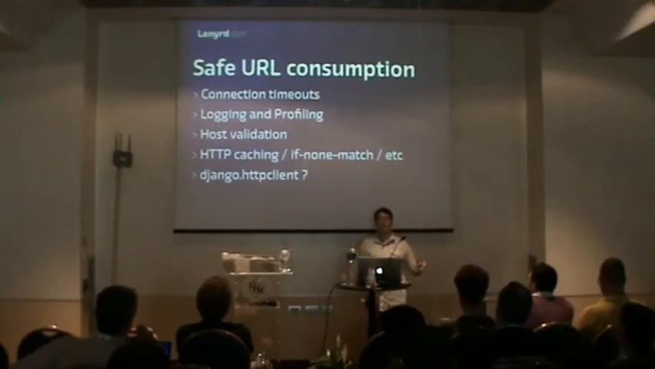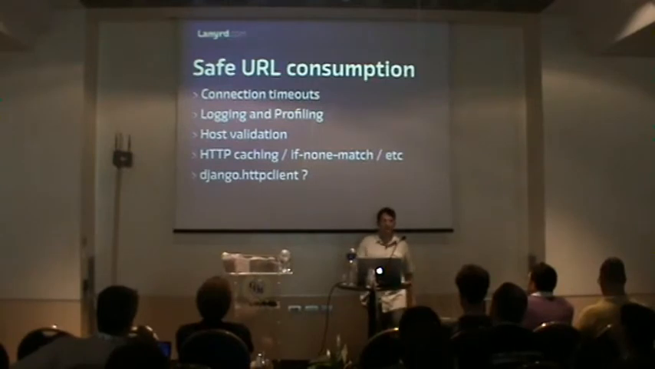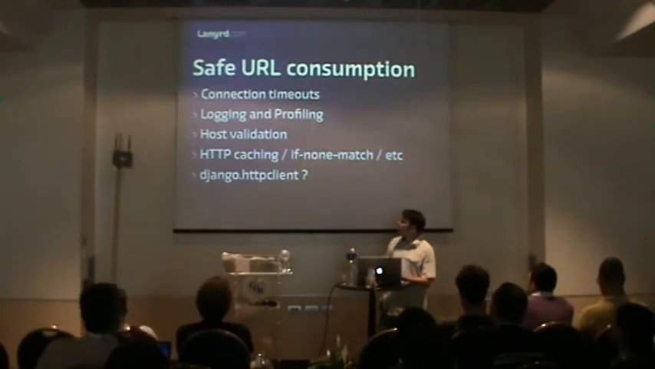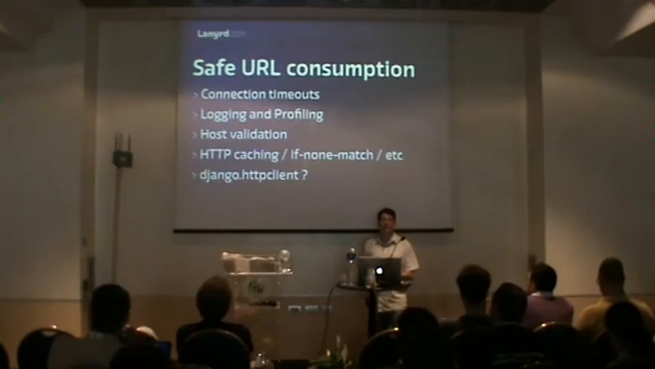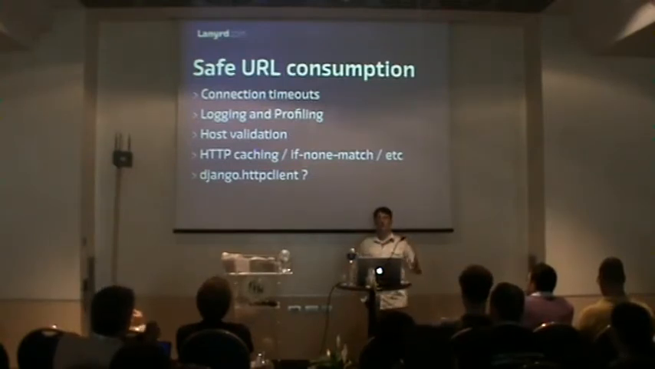You want profiling hooks so that you can tell what's going on, tell if services are getting slow. If you're dealing with user URLs, you want to be doing full-on host validation, where you make sure that they're not able to put in URLs to your internal network. You're only accessing sensible things outside.